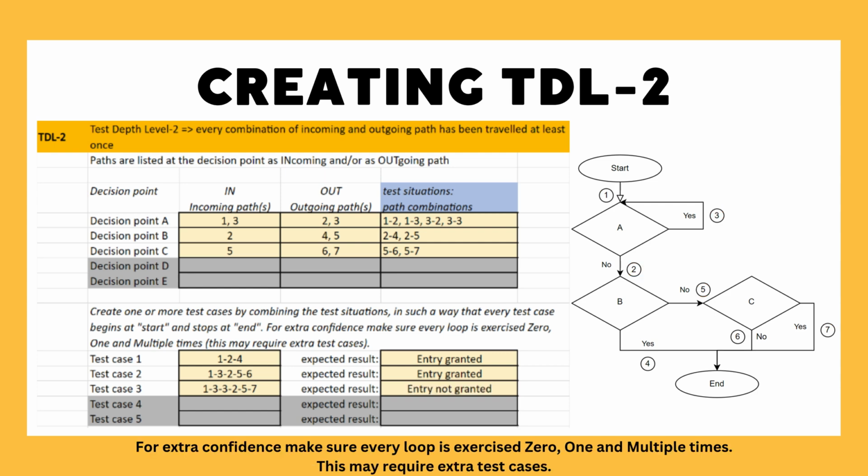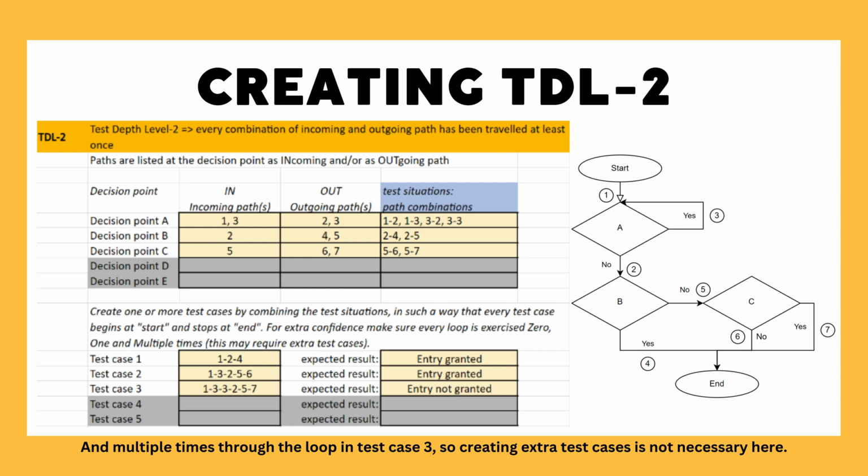For extra confidence, make sure every loop is exercised 0, 1, and multiple times. This may require extra test cases. In our case, we already exercised the loop 0 times, not through the loop, in test case 1, 1 time through the loop in test case 2, and multiple times through the loop in test case 3, so creating extra test cases is not necessary here.